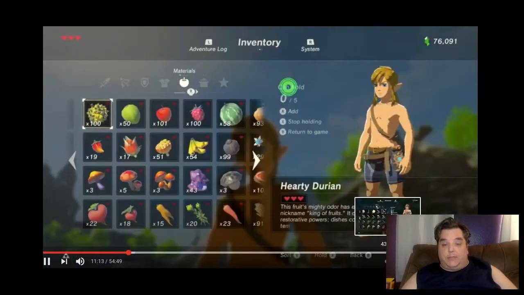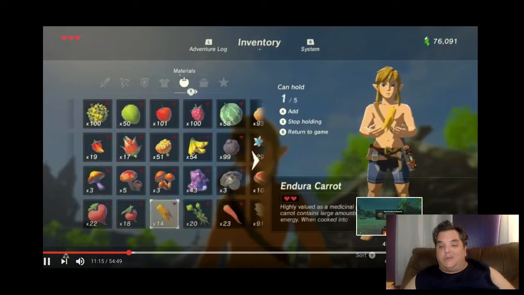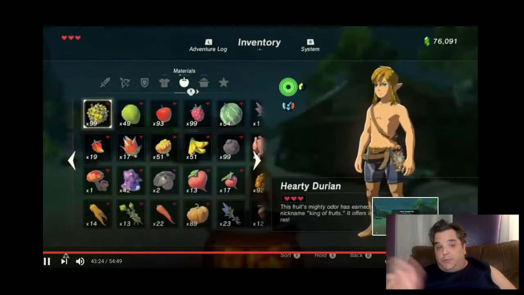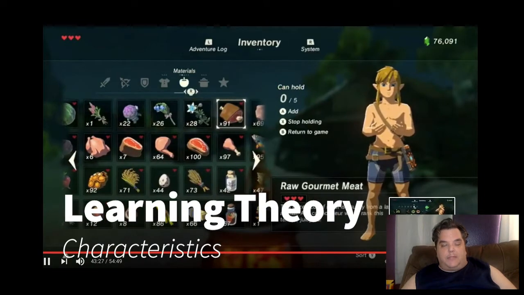So yeah, let's get into it. The first thing we're going to talk about is learning theory characteristics that are used within the game. So let's take a look at that. Let's do an in-depth look.